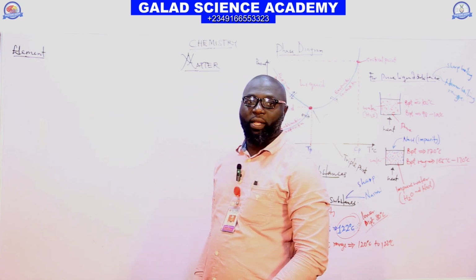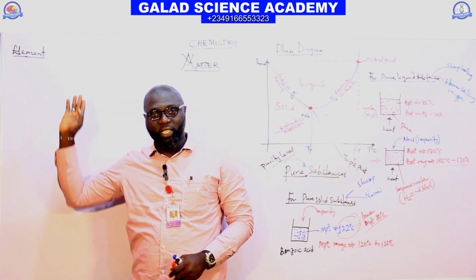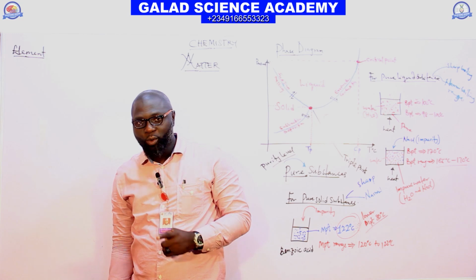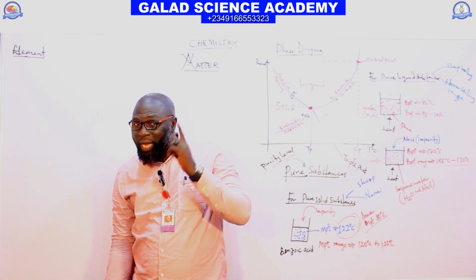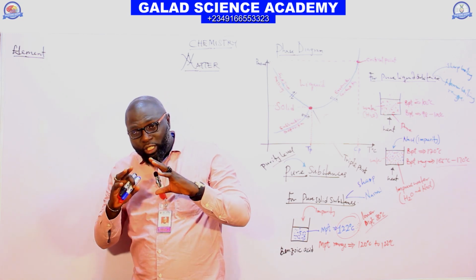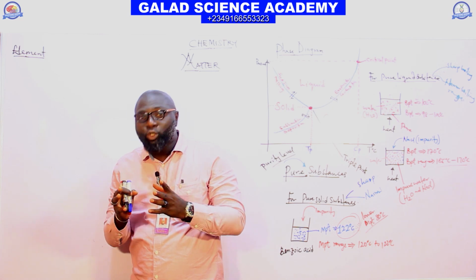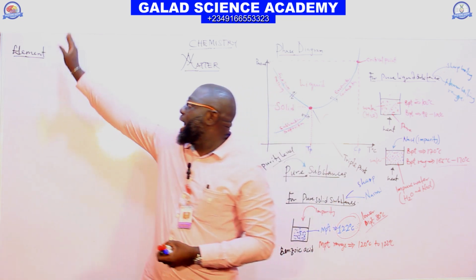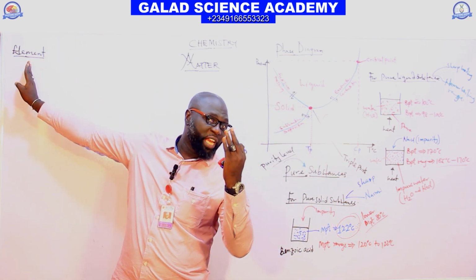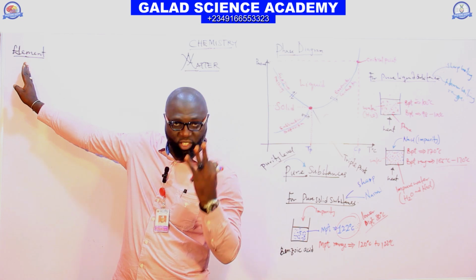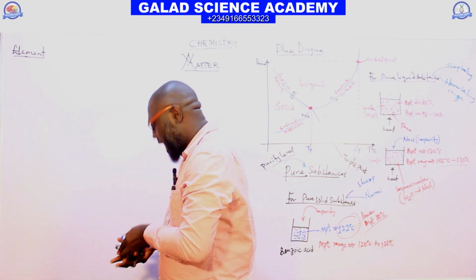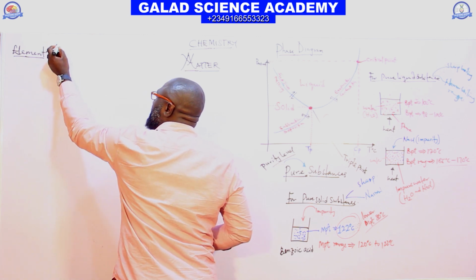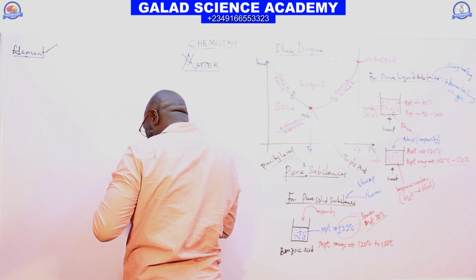So what is an element? An element is a substance which consists of only one type of atom, and it cannot be broken down into a simple substance by any chemical means. And the element has three unique properties.